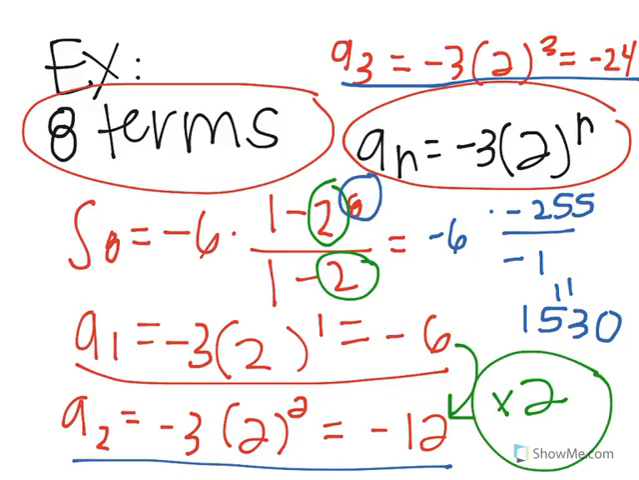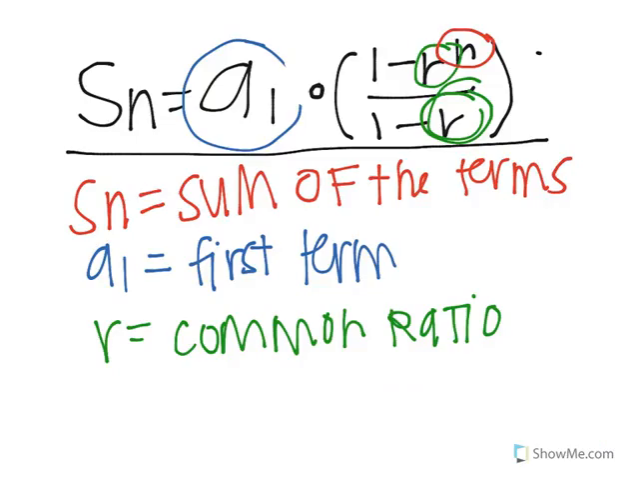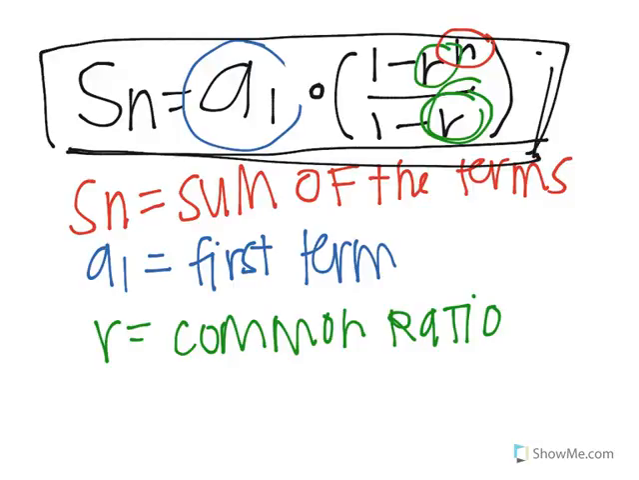So n is the 8, so you plug in 8 over here. And then the first term, you just take the first term right here and plug that in right there because it's asking for first term times this. And then the whole thing equals negative 6 times negative 255 over 1, which is just 1530 right over here. Okay, so probably memorize this equation because it's important to the rest of how to do geometric series. Great.